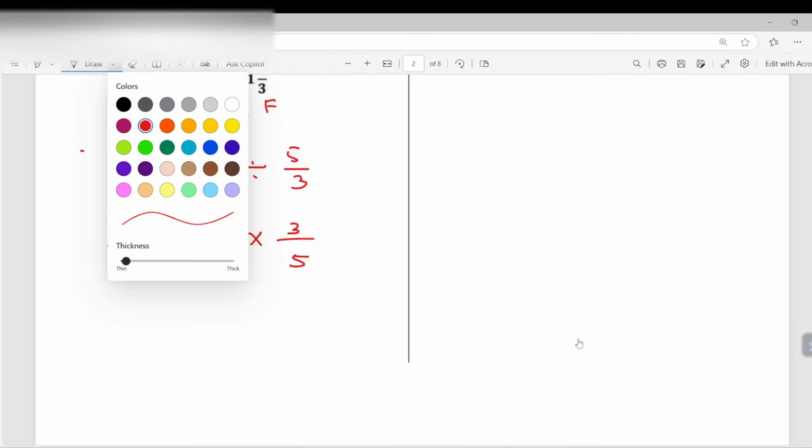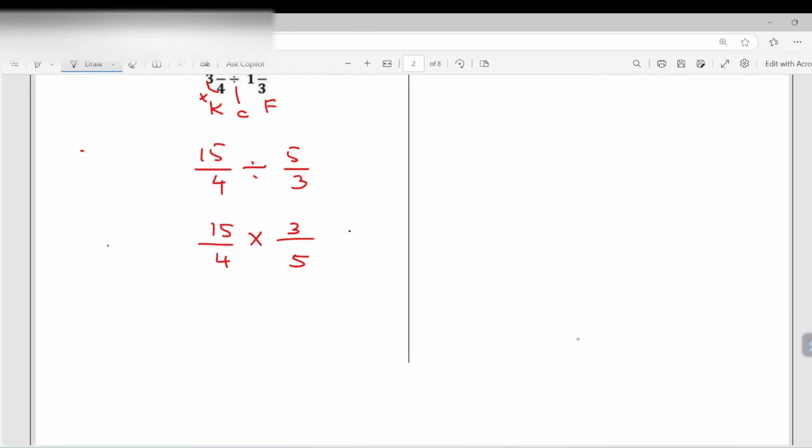Now simplify. 5 one time, 5 three times. Can they simplify? No. 3 threes are 9, so 9 by 4. Is that our answer? No, it is not our answer. So what you have to do? You have to divide. 4 times 2 is 8, subtract, remainder 1. So 2 integer 1 by 4 is the answer. Please, 9 by 4 is not the answer. You have to write this.